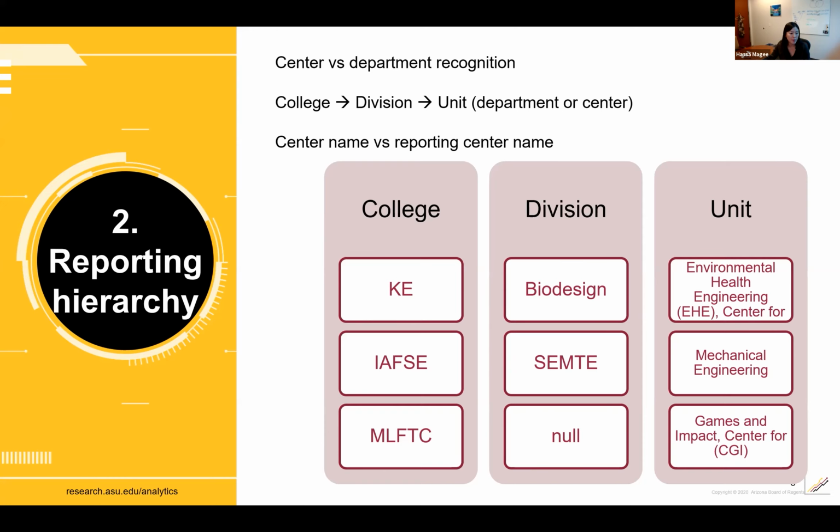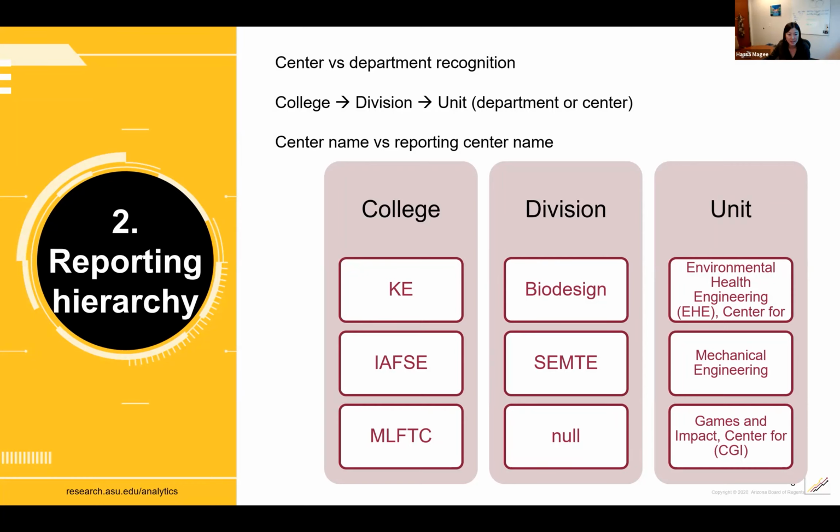KE, for example, would be a college level entity because we roll up to ASU. A division is actually biodesign, which rolls up to KE, and then each of the individual centers within biodesign will be a unit. So you can see I'm kind of mixing and matching. These are centers. This one here is an academic unit. Engineering does have its own research centers as well, so you can switch this out for, I'm blanking on CBBG, I think, is a center within FSE.